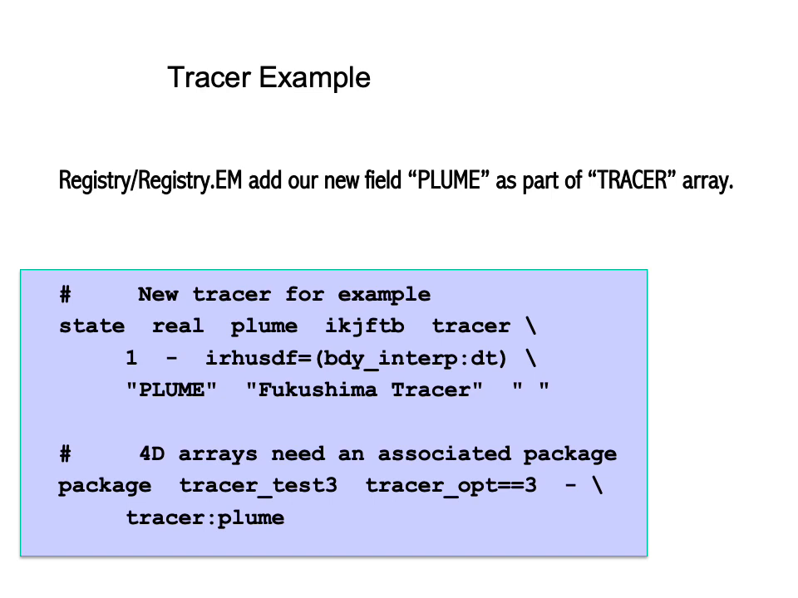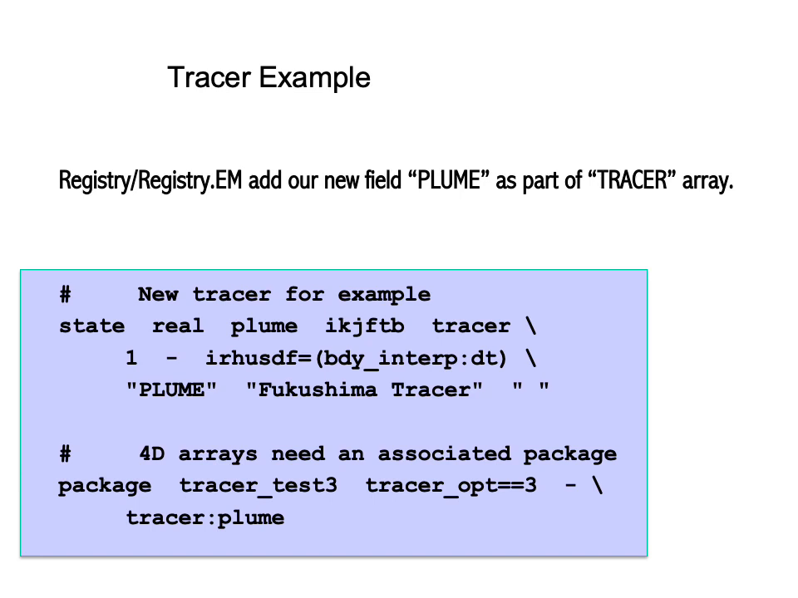Because this is a 4D array, no 4D arrays or no components of any 4D array are ever allocated unless specifically requested in a package. So we make a package, we call it tracer test number 3, because we're going to use tracer option number 3. And then the variable that is going to be allocated if we ask for tracer option number 3 is going to be from the 4D array tracer. The component is going to be plume.